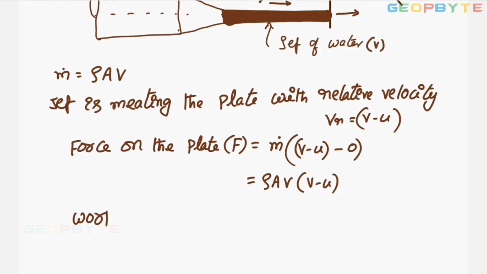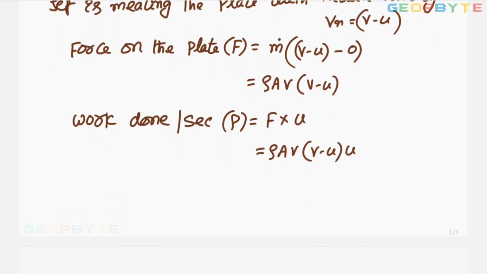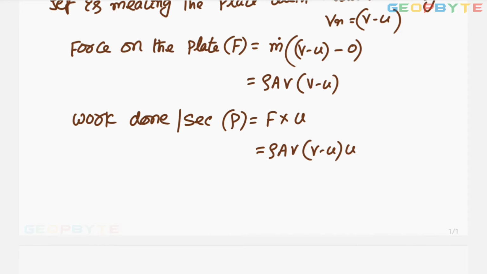Then work done per second, which is nothing but power, is equal to force multiplied by distance travelled by the blade per second. Force is rho a v into v minus u, into u. That is the force which is acting on the plate, or the work developed by the plate, or power developed by the plate.